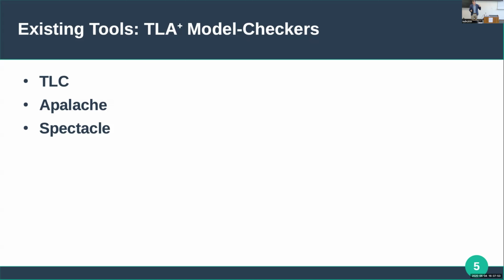There's Apalache, a symbolic model checker, written in Scala. It also uses SANY for parsing because it's in the JVM ecosystem. And it can do some liveness checking, but not refinement.